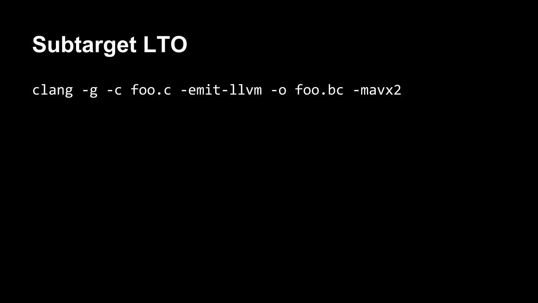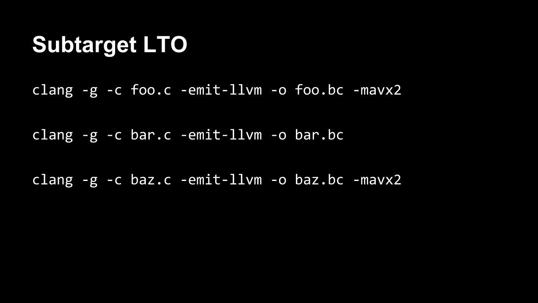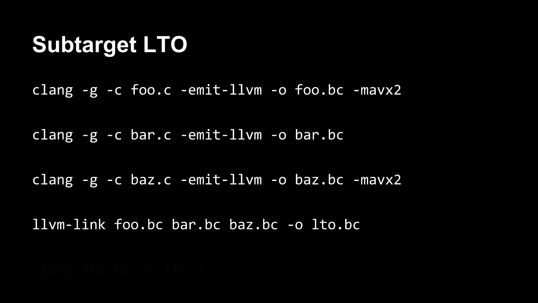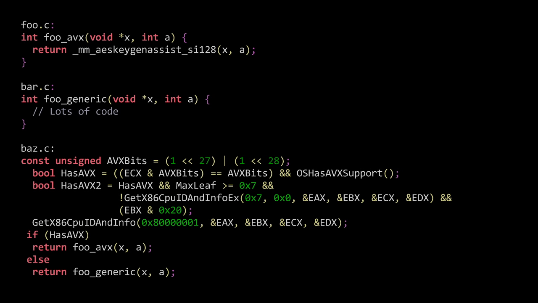And then we want to do sub-target LTO, which is probably something more near and dear to everyone's heart, right? Let's say we compiled something for AVX2, or we compile something not for AVX2, something else for AVX2. We link them together and we code gen. What do we actually get? We don't get AVX2, right? So why is this important?